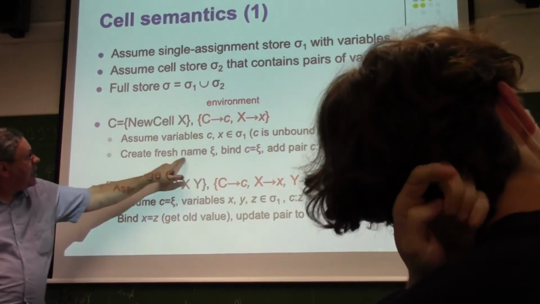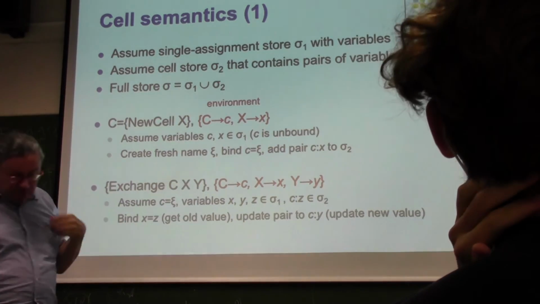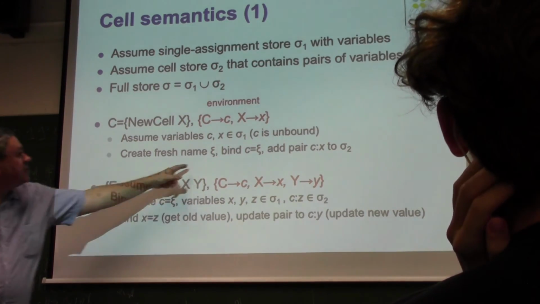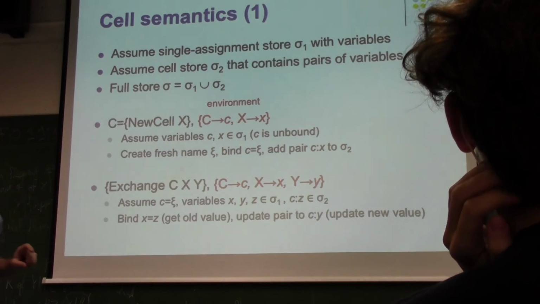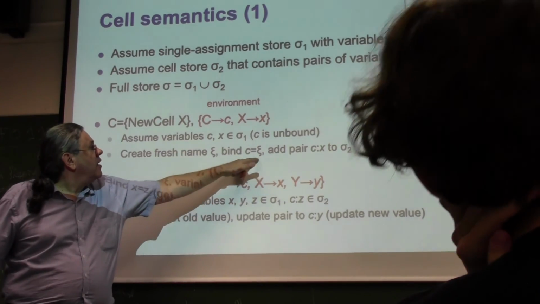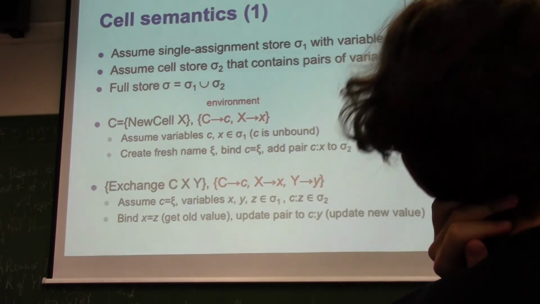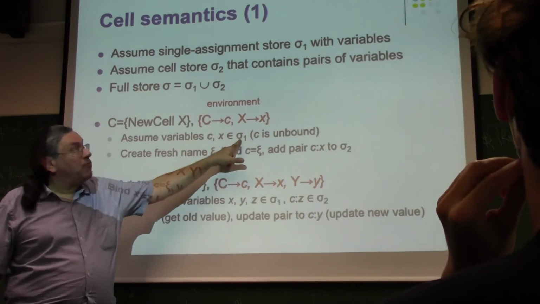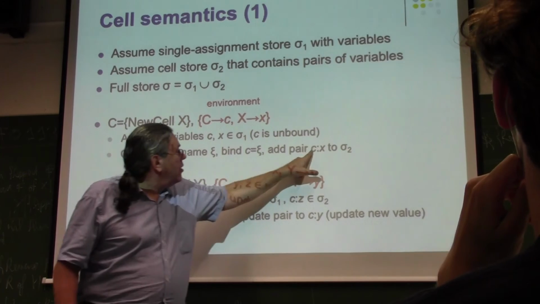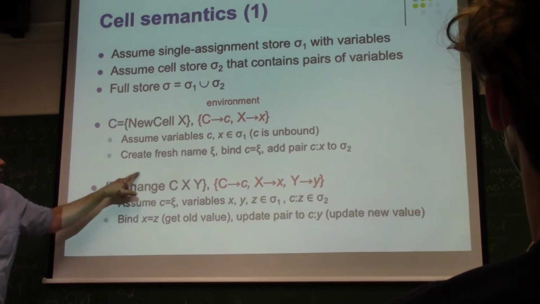And a cell will have a name. I use Greek letters for that because I'm not using them for anything else. These are constant, unforgeable constants. So C is the name of the cell, and X will be the content, okay? So C and X are both in sigma 1, but the pair is in sigma 2, of course. And then I have an operation called exchange.